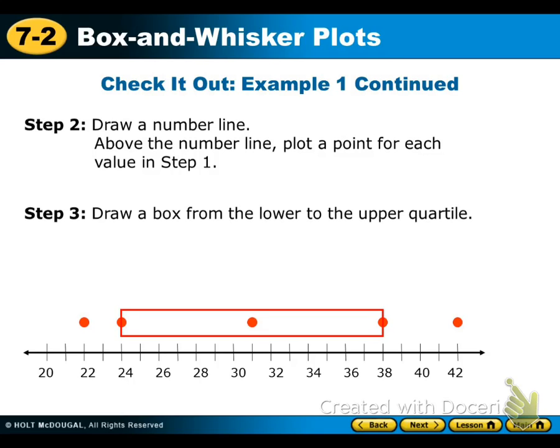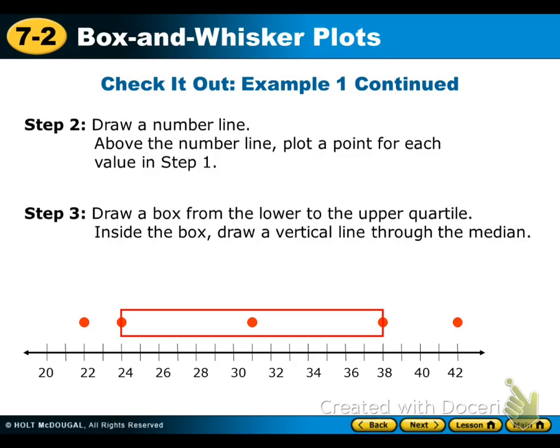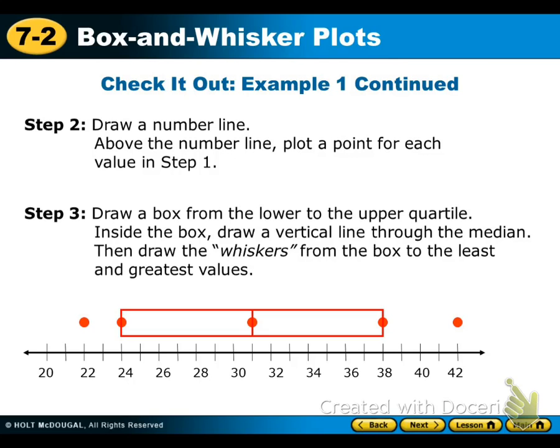So we're going to draw a box from the lower to the upper quartile, I mean the actual median of the lower and the upper quartile. Then inside the box, we're going to draw a vertical line through the median of the entire set, which is 31. Then we have to draw our whiskers to the least and greatest values to show that it includes all of the data on each side. Now we have our box and whisker plot.